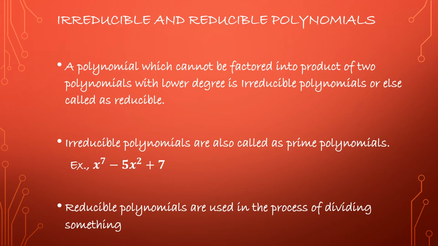Looking at this definition, a few may not understand, so I have brought in a numerical example here. Just look at the numerical example: x power 7 minus 5x square plus 7, right? Irreducible polynomials are also called prime polynomials. The other name for irreducible is prime polynomials. This has to be highlighted. Make sure you remember that at times if I use prime polynomials, it is the same as irreducible. Why this name? Just question yourself why the name given here is prime, right?